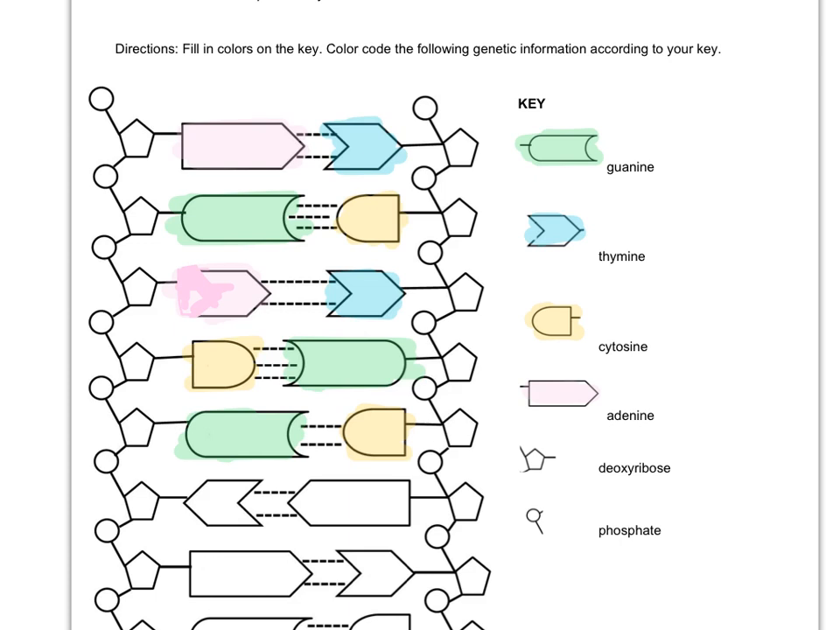I'll go ahead and assign colors to the deoxyribose down here, and the phosphate group. Okay, so now that that's done, and I'll just be working with this little segment that I've colored, but obviously you're going to be working on your entire sheet.